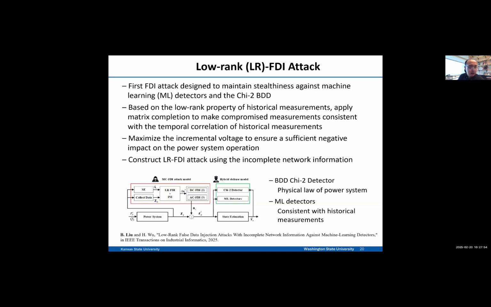In addition, we construct this low-rank FDR attack using the incomplete network information. We will define what incomplete network information is in future slides. This proposed attack is stealthy to the chi-square detector because in our attack, we follow the physical law of power system. And this attack is stealthy to the machine learning detector because the attack generated by the matrix completion is consistent with historical measurements.